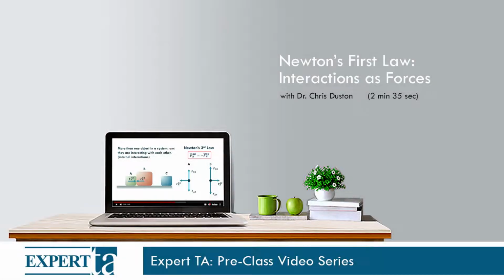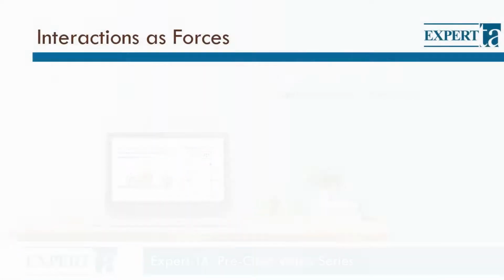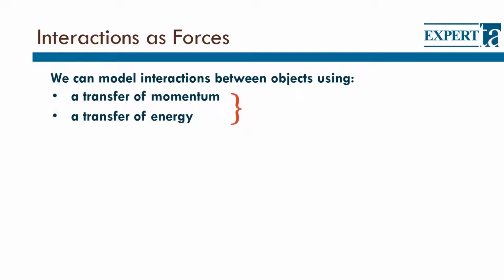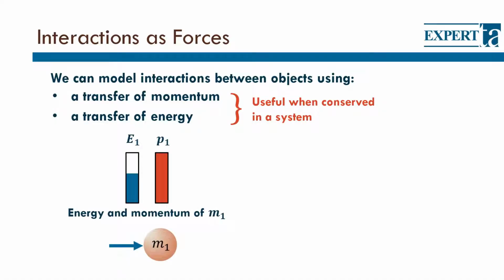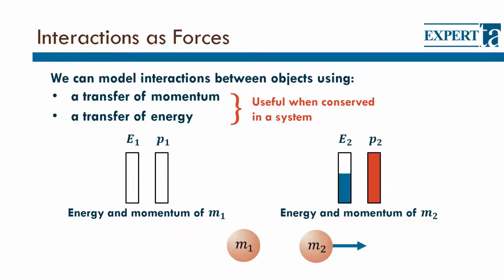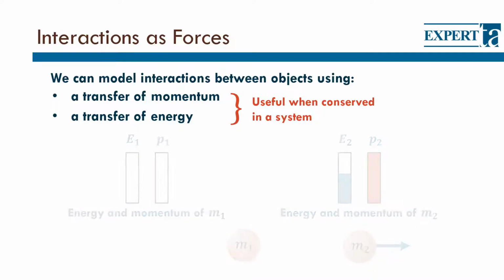In this video I'm going to discuss modeling interactions as forces. We have modeled the interactions between objects as a transfer of momentum and a transfer of energy. That was very convenient when we knew that the energy of a system or the momentum of a system would not change, because then we could say, okay, initially we have this amount of energy and momentum, finally we have this amount of energy and momentum. What happened in between, as long as nothing leaves the system, we can keep track of how much energy and momentum there was, and we can solve problems that way.